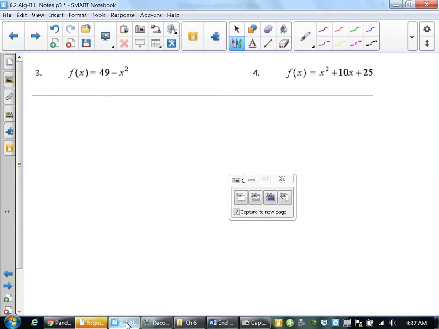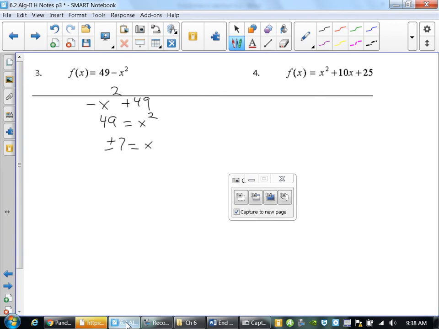So f of x is 49 minus x squared. That's not in descending order, is it? Nope. So if I rewrote it, I get negative x squared plus 49. Which way am I pointing now? Down. I know it's going to be tails down, and I also know that 49 equals x squared, so what are my zeros? 7 and negative 7. Okay. So I'm going to have plus or minus 7 for my zeros.